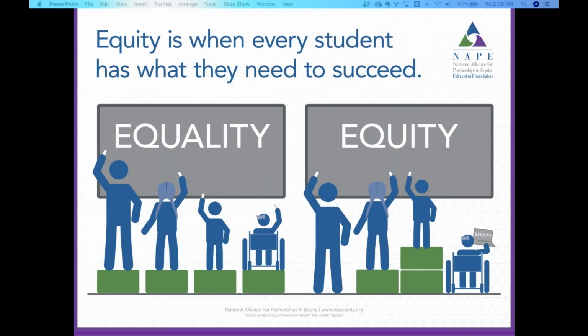And so probably many of you have seen a poster similar to this, and how equality is when every student gets the same, and equity is making sure every student has what they need to succeed. I've got a really short little video that describes equity and inclusion. There's equity and equality, and I'm gonna see if it runs.